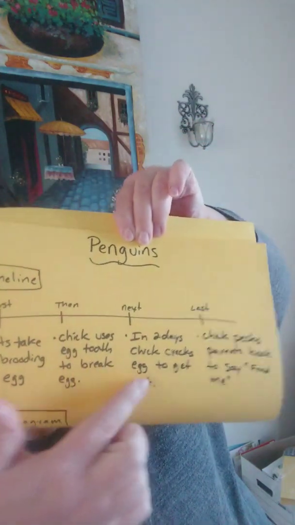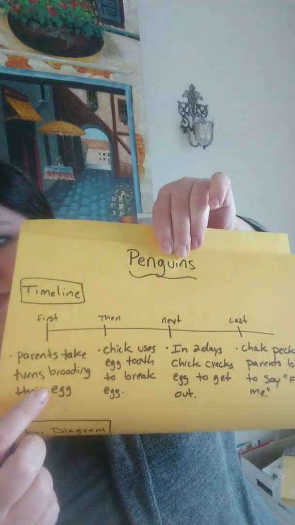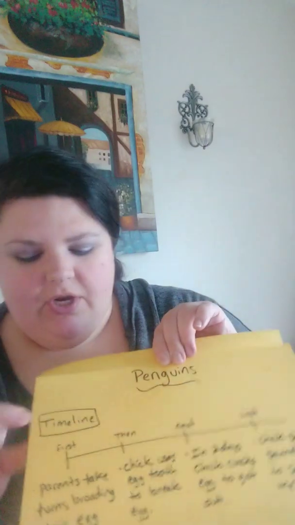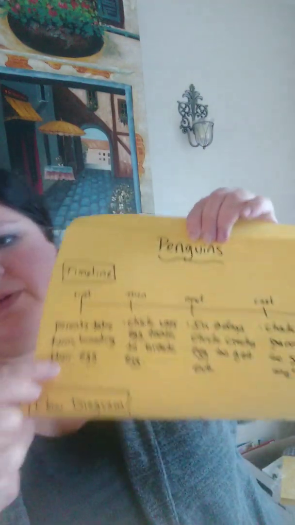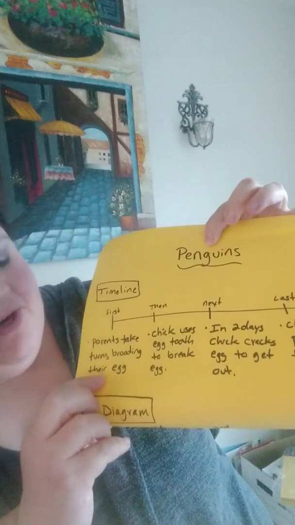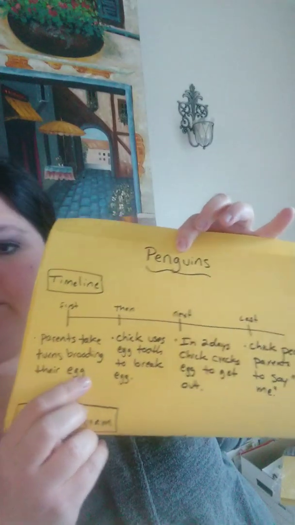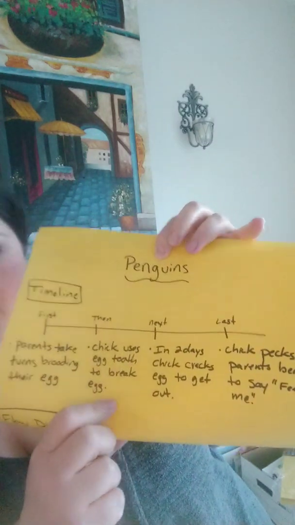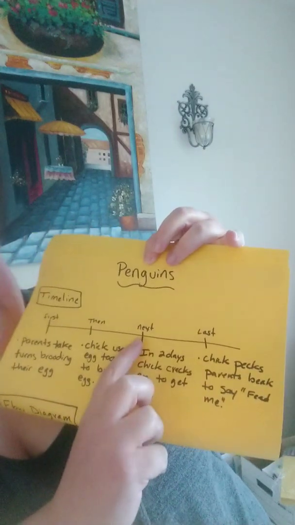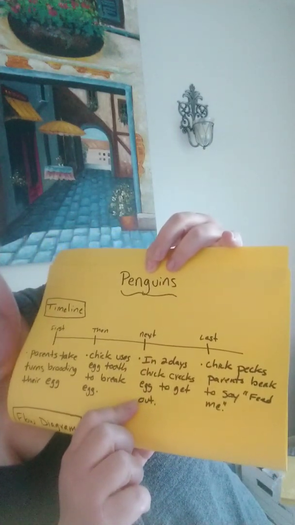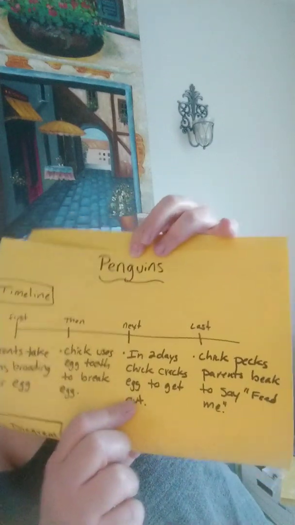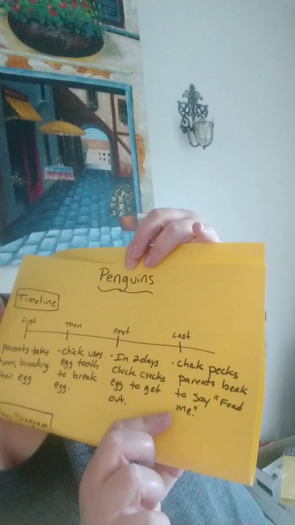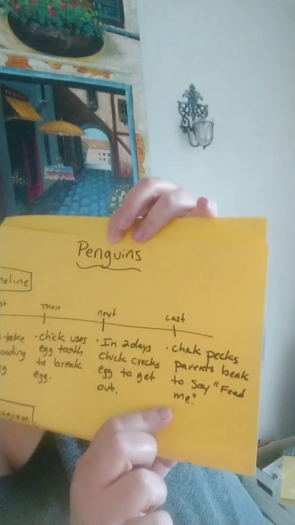I took the main key ideas from what we read and I broke them down. Now I had 4 key points. It kind of matched up with the 4 sections that we had here. So I wrote timeline just so we know. And then here's what I put. For the first part, I put parents take turns sitting on their egg. Then, and I put my keyword up here, then chick uses egg tooth to break the egg. Next, in 2 days, the chick cracks the egg to get out. Last, chick pecks the parent's beak to say, "Feed me."